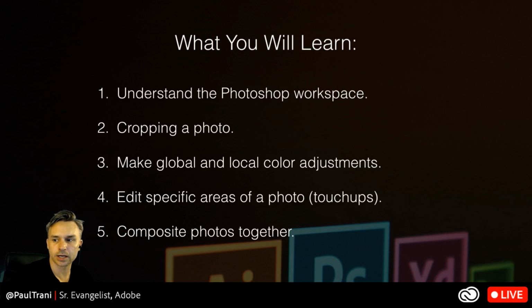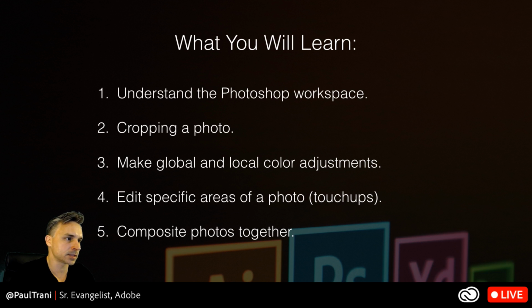So we've understood the Photoshop workspace, how to pull up panels, cropping a photo, making global and local color adjustments. That's one thing we can do right now, make some local color adjustments, so a specific area. We've done some touch-ups, and I want to talk about cutting out a background, like cutting him out of this background and putting him in a different scenario, a different space, right? I think that gets to be pretty important. That gets to along the lines of compositing photos together.